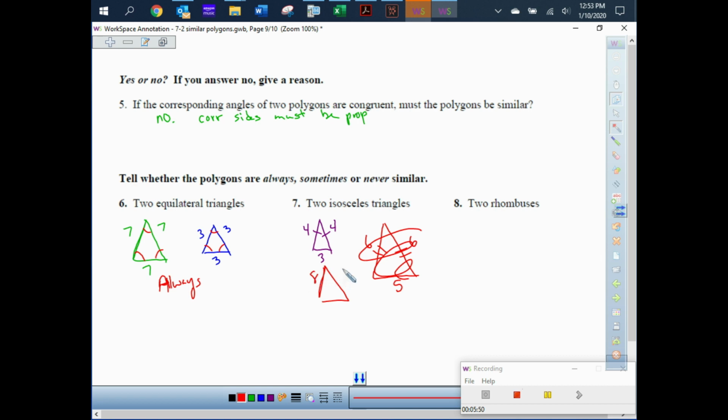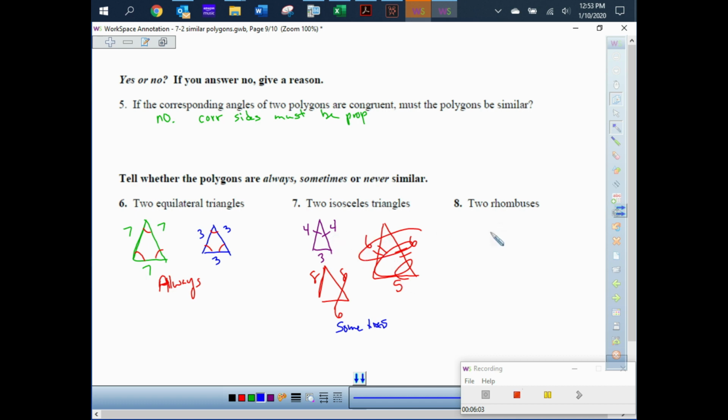If I would have gone 8, 8, and 6, then those would be similar to each other. So it's possible, but it didn't have to be. So that answer is sometimes. Because I could totally draw them to where they weren't similar, but I could also do it, you know.